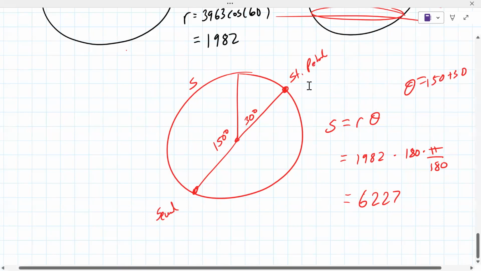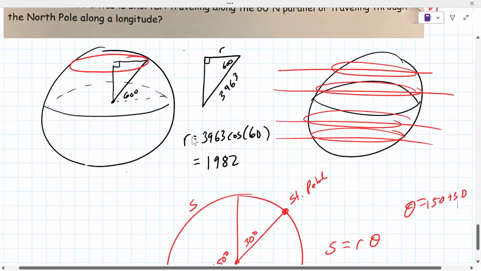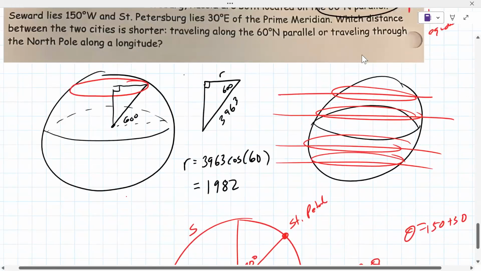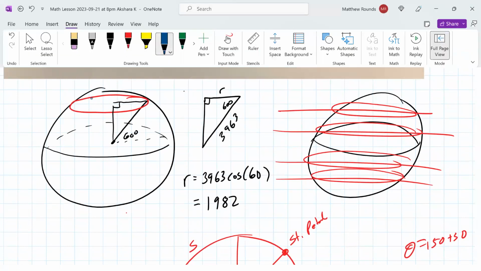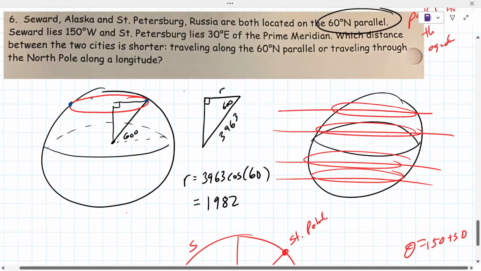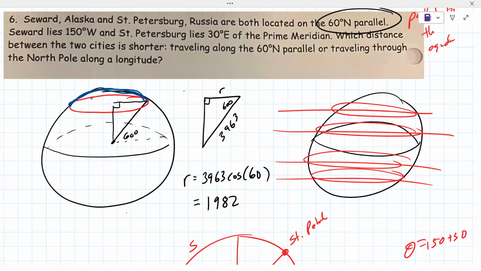All right. Now the next one's kind of weird. It says traveling through the North Pole along a latitude. It's like saying going this way, like that. Is that clear? Yeah. Okay.